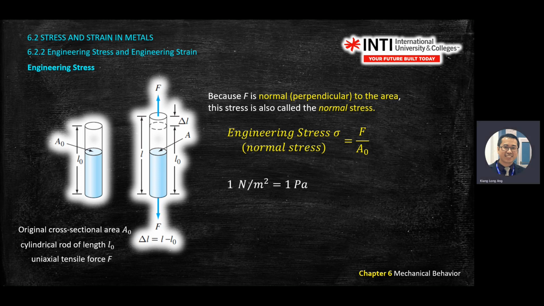The unit for normal stress is Newton over meter square. Force unit is Newton, area is meter square. So the combination of dimension is Newton per meter square. If you do conversion, there's pound per square inch, but in our module, we'll use SI units.